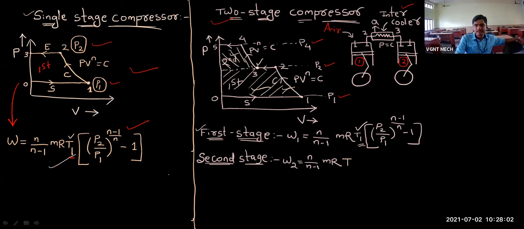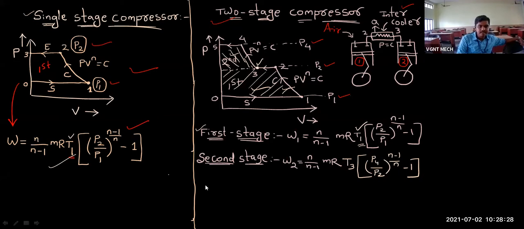So this temperature becomes T3, whole into, okay, for the second stage, high pressure is P4, low pressure is P2. So I will write here P4 by P2 whole to the power (n minus 1) by n. Okay. So this is the compression during the first stage and second stage.